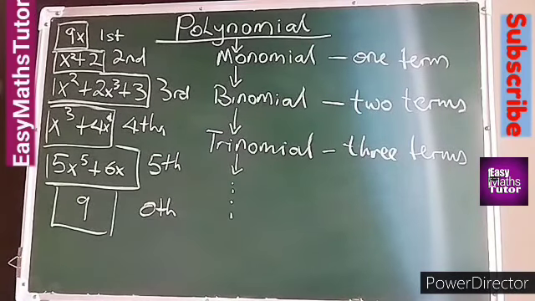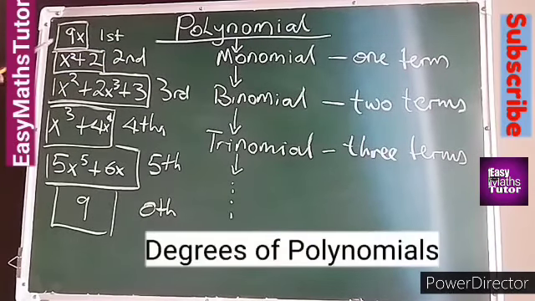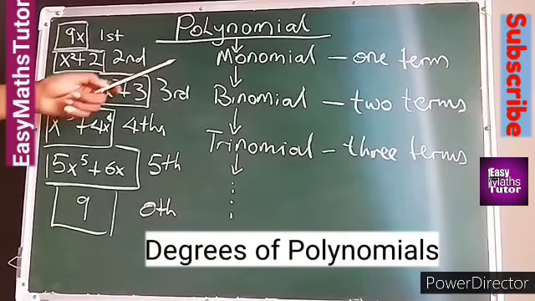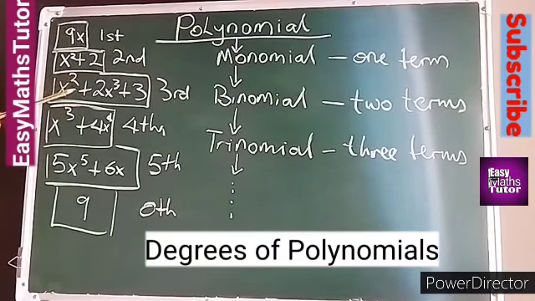And then also, among those terms, the variable could be raised to power 1. If the variable x is raised to power 1, it's known as a first degree polynomial. If the variable x is raised to power 2, it's known as a second degree polynomial. If in the term, the variable x is raised to a third power, it's a third degree what? Polynomial.